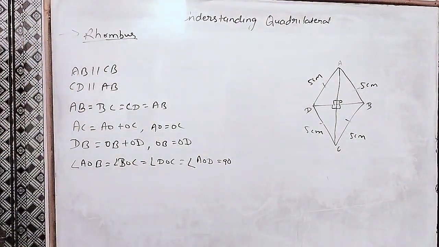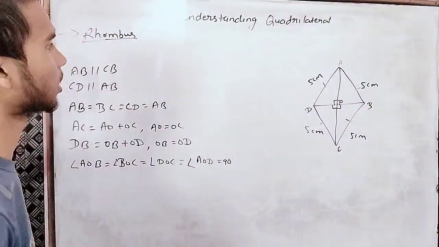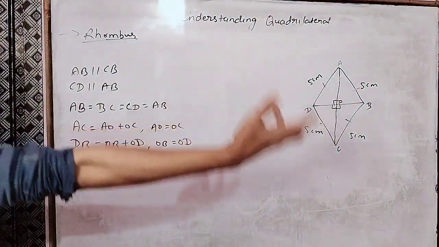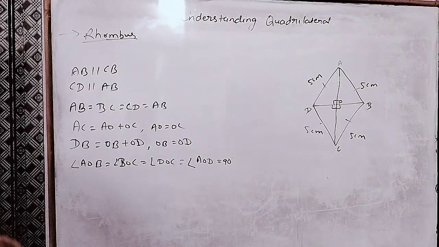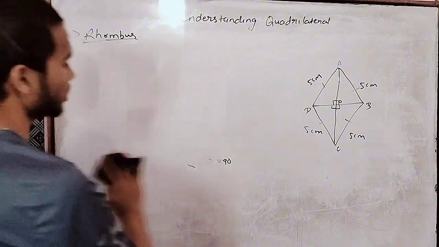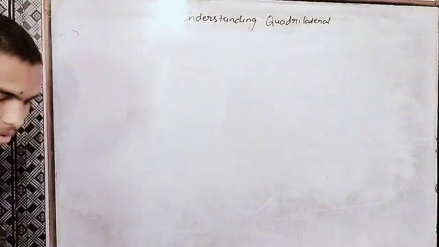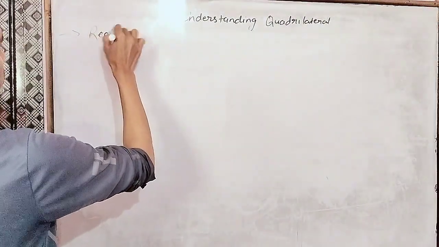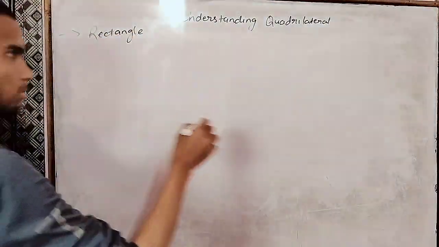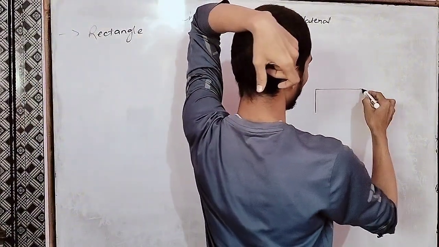That's it. I think it will be sufficient. Now it's time to understand the rectangle. A rectangle will also follow the rules of a parallelogram, but there is some difference between a rhombus and a rectangle. You are familiar with the figure of a rectangle.